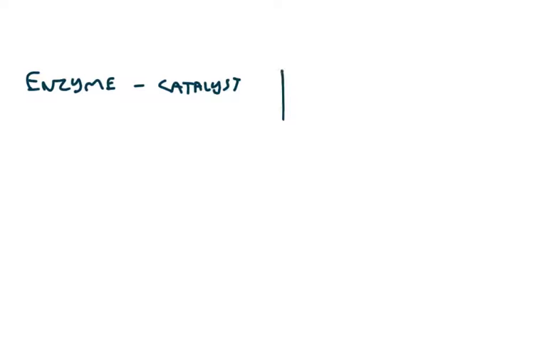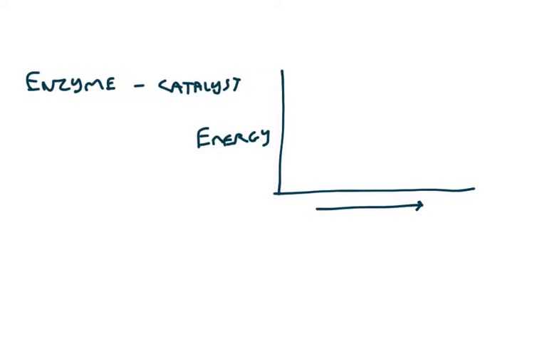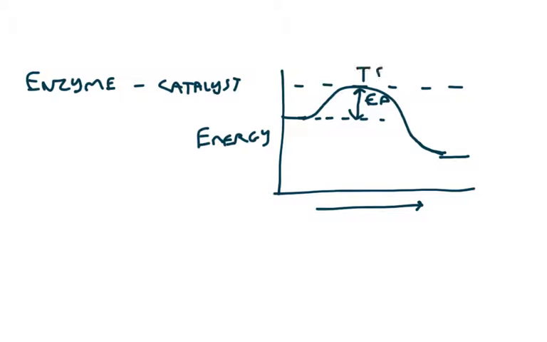What it's going to do is, if we are tracking energy and the progress of the reaction, if we have reactants here and products here, they have to go through a transition state. This transition state is high energy, and it's always going to take energy to get to, even if your reaction is exergonic. This energy is known as the activation energy, or EA, and it's defined as the difference between the reactant energy and the energy of the transition state.